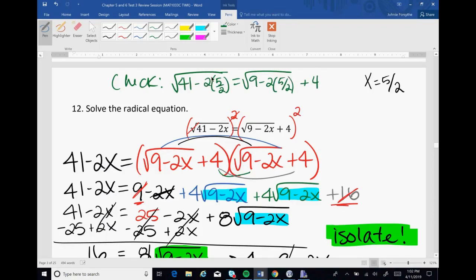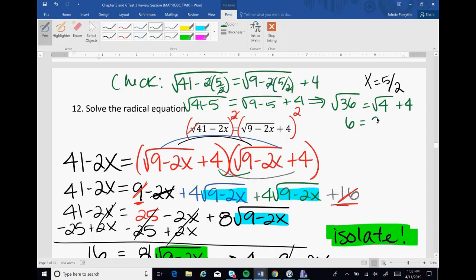So, let's see. The 2's cancel. I'm going to have the square root of 41 minus 5 equals the square root of 9 minus 5 plus 4. So 41 minus 5 is 36, so the square root of 36 equals 9 minus 5 is 4, so the square root of 4 plus 4. What's the square root of 36? 6. What's the square root of 4? 2, plus 4. And lo and behold, 6 equals 2 plus 4, which equals 6.